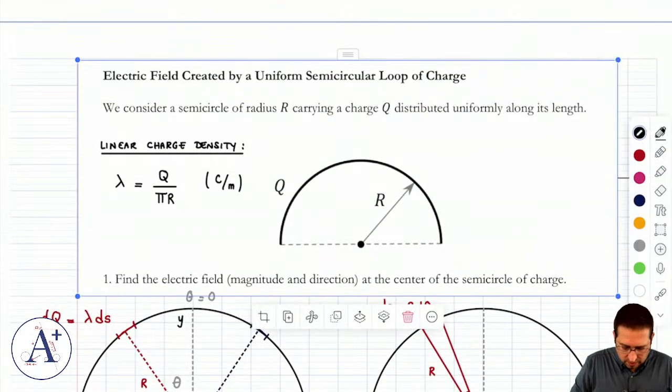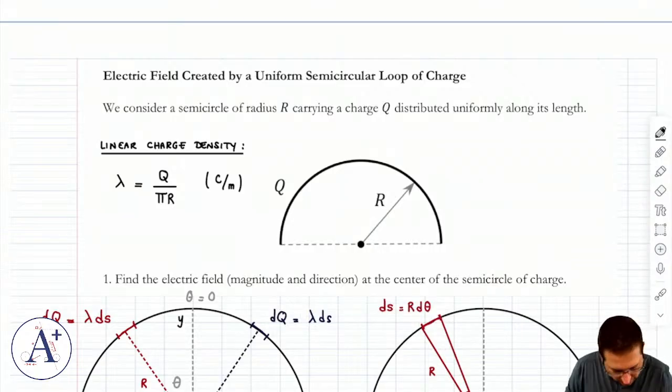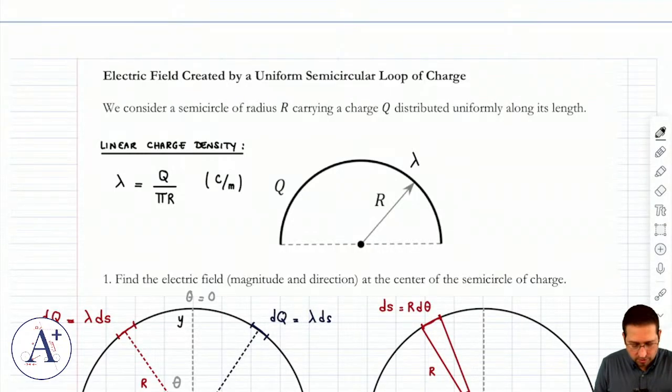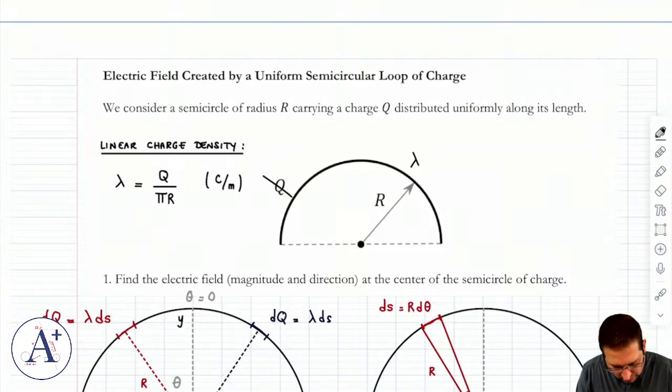I could have said, hey, here is a semicircle with linear charge density lambda, and I don't give you q and r. Well, you probably need r anyway just to do the work, but I don't give you q, let's say. I just give you lambda. Well, then your answer should be in terms of lambda.